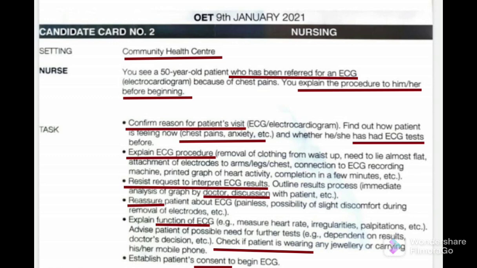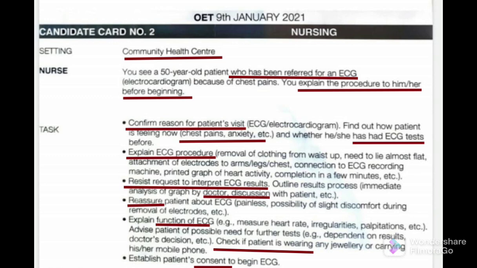Then the next one, explain the ECG procedure. You can just underline the ECG procedure. That's enough. Then removal of clothing from the waist up, needing to lie almost flat, attachment of electrodes to arms or legs and chest, connection to the ECG recording machine, printed graph of heart activity. All of this comes under the procedure. Then completion in a few minutes. Okay, that's fine. Then the next one is the request to interpret ECG results. Outline the results process, that means immediate analysis of the graph by the doctor, discussion with the patient, etc.